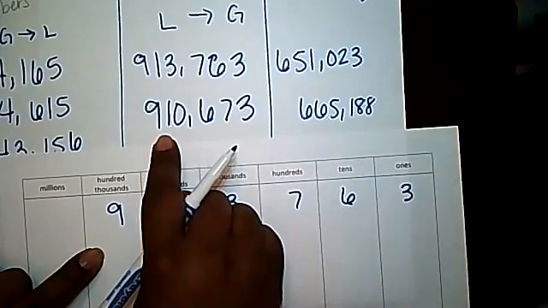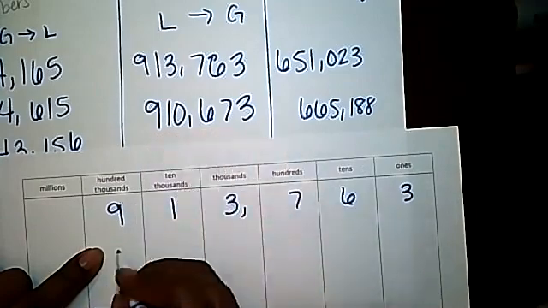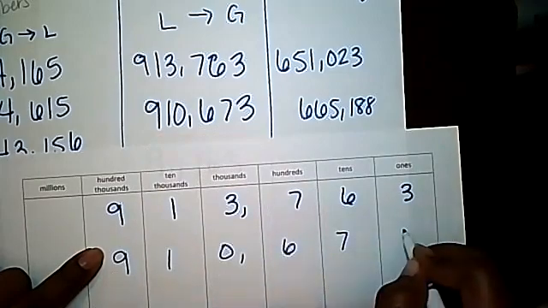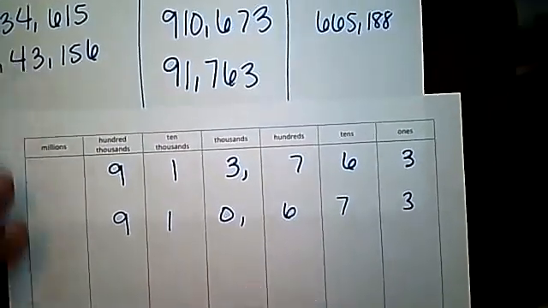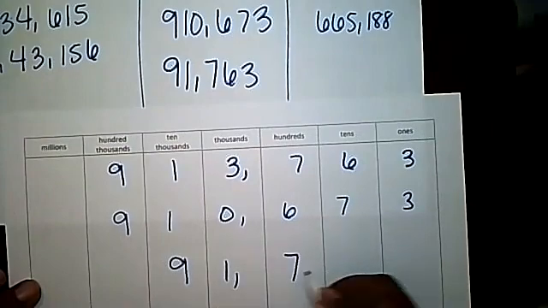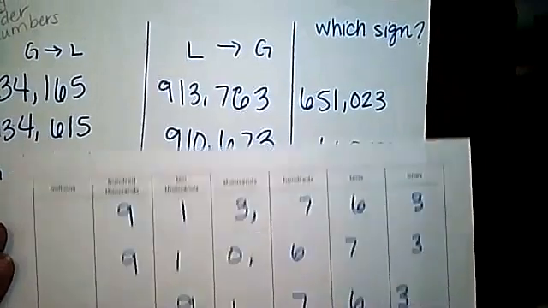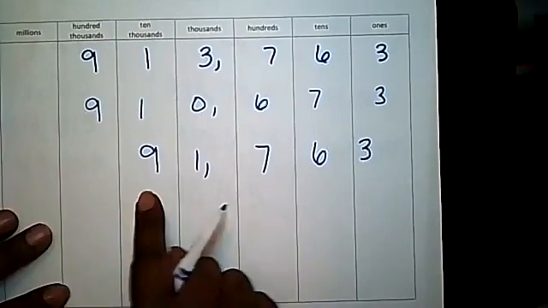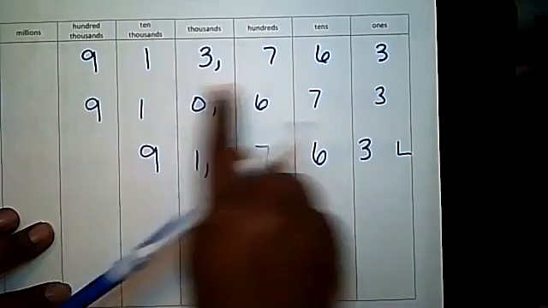Then I have this number, 910,673. And I'll move this up as I get closer. And my last number is little old 91,763. Okay, guys, now I have to put these in order from least to greatest, not greatest to least. So just looking at this, I know this is my least amount. So I'm going to put a little L right there. Then I have to compare these two.